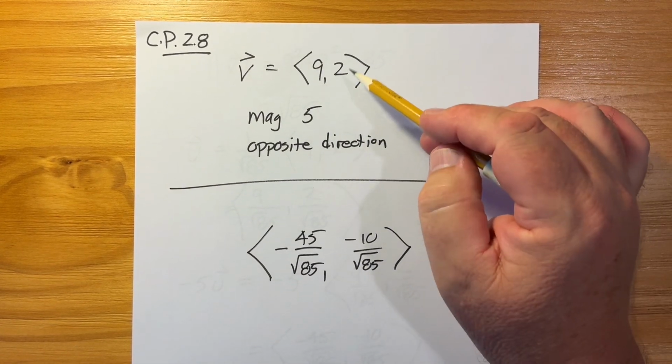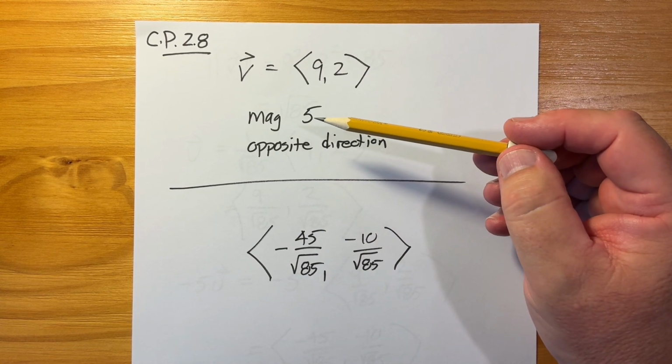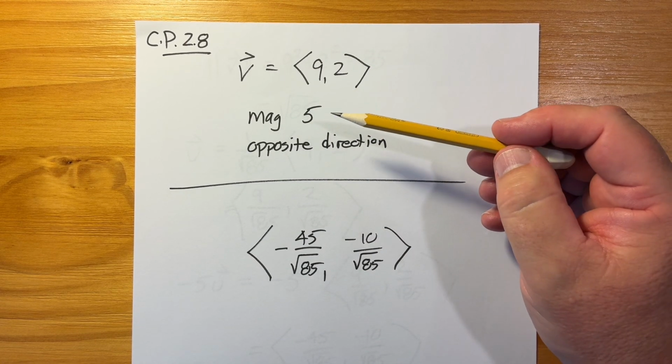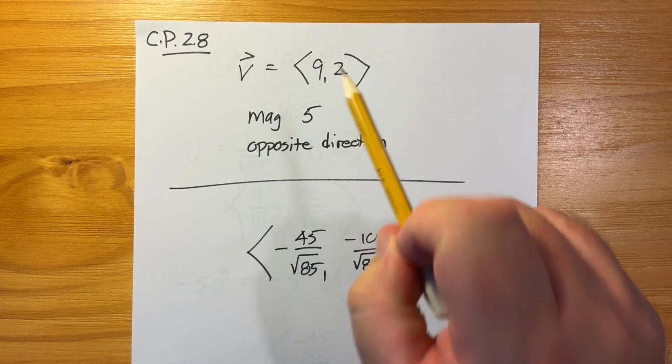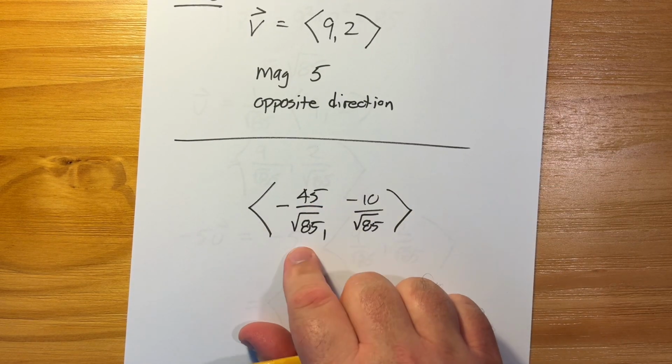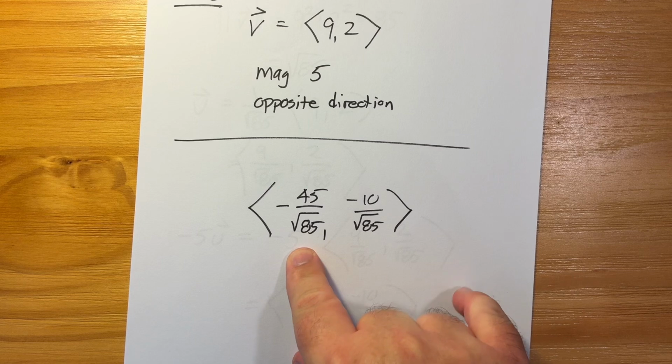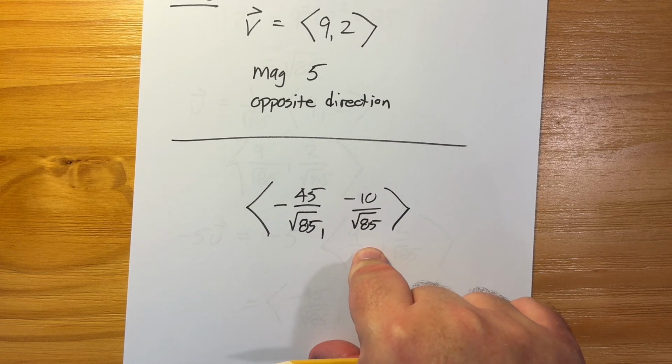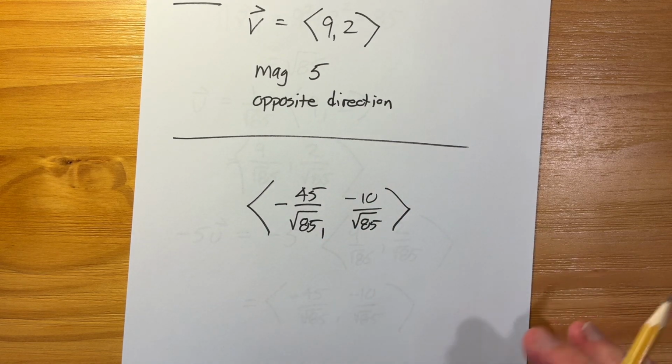All right, the checkpoint. Here's our vector, [9, 2]. I want a vector of magnitude 5 that's going in the opposite direction of this one. And so the answer is [negative 45 over square root of 85, negative 10 over the square root of 85]. That's the answer.